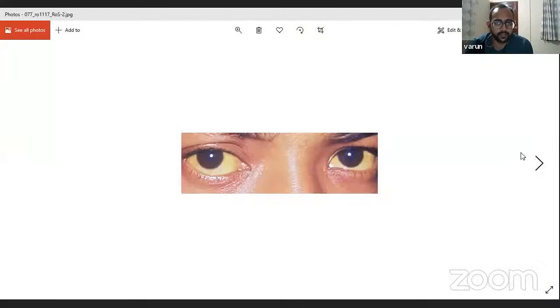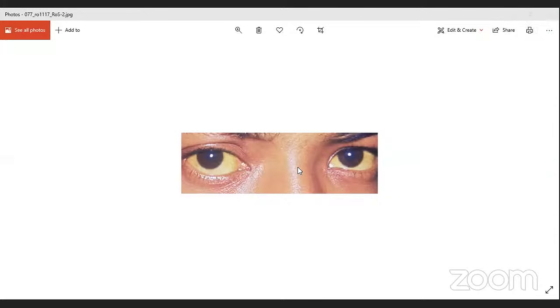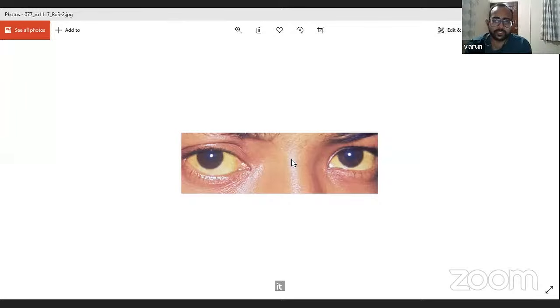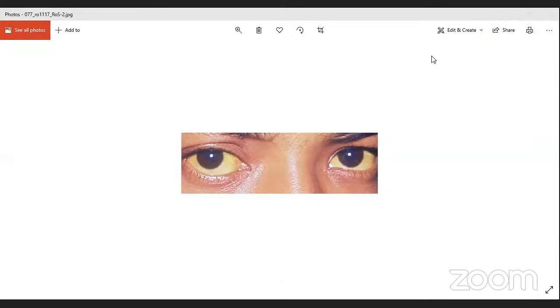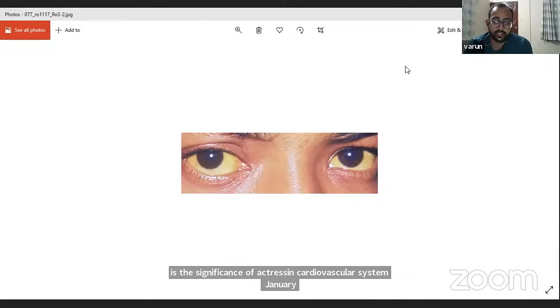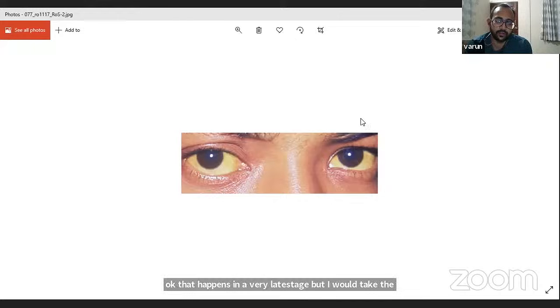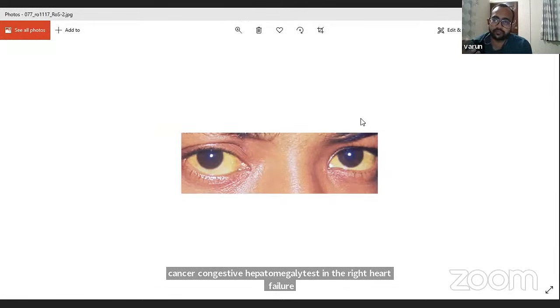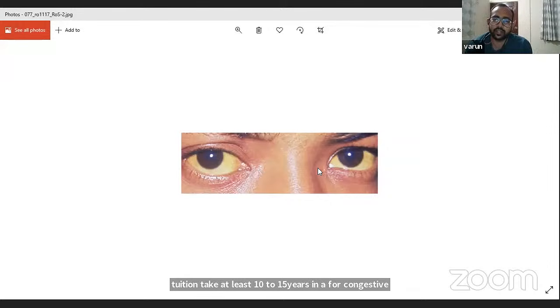Okay, is this visible? Yes, sir, it's visible. So what is the significance of icterus in a cardiovascular system? Anybody? Congestive hepatomegaly. That happens in a very late stage, but I would take that answer. When there's right heart failure, it will usually take at least 10 to 15 years for congestive hepatomegaly to go into cirrhosis, and then it can cause cardiac cirrhosis and icterus.